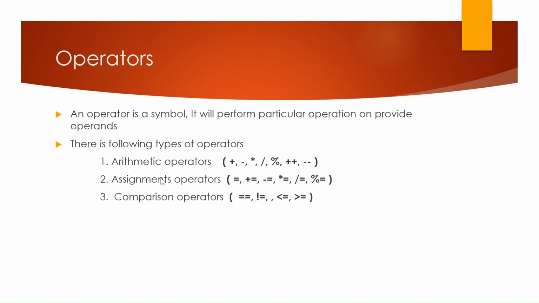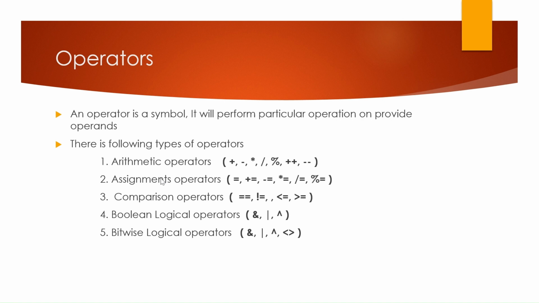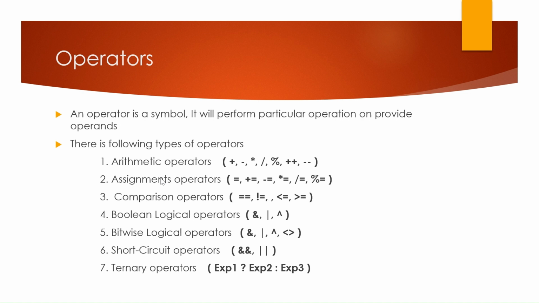Okay, the comparison operator compares two values and returns whether they are equal or not. Okay, so it returns a boolean. Then there are boolean logic operators: and, or, exclusive or. Then bitwise logic operators that apply to the bit operation. Okay, then short circuit logic operators, that is double and symbol or double or symbol. Okay, and we will see what the short circuit operator is. And then the ternary operator: there is expression 1. If it is true, then it will return expression 2. If expression 1 is false, then it will return expression 3. So this is the ternary operator condition.